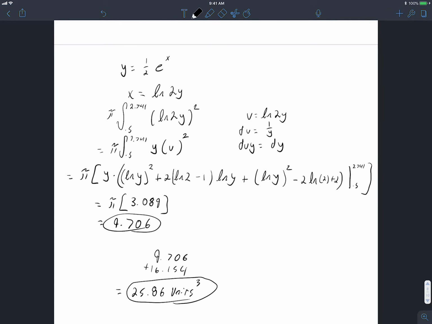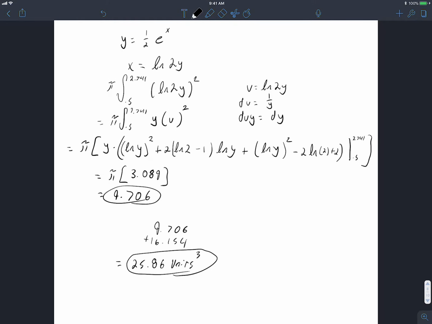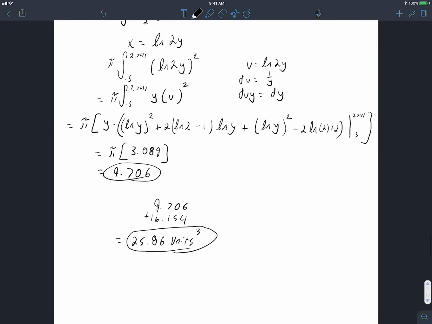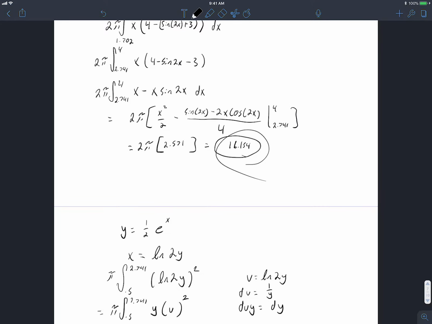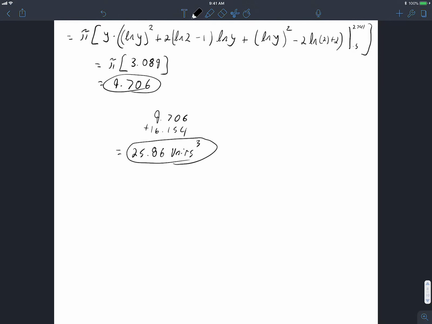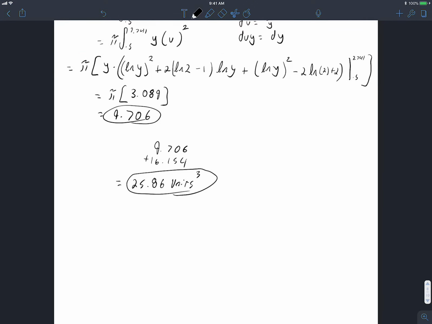For that region right there, which is the lower region of region number 2, I got 9.706 as my area, or as my volume. Then I added it to that previous area up here, the 16.154, and I found my answer to be 25.86 units cubed.